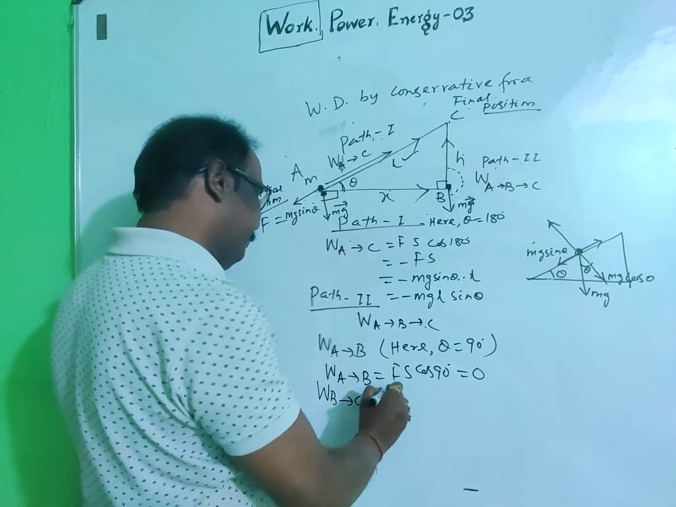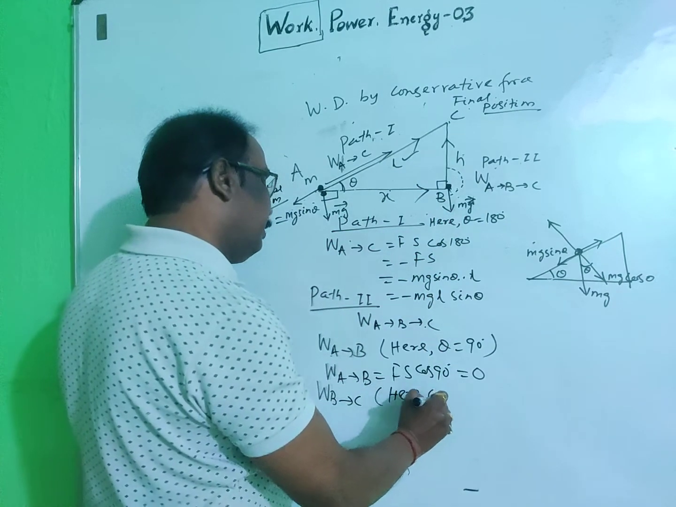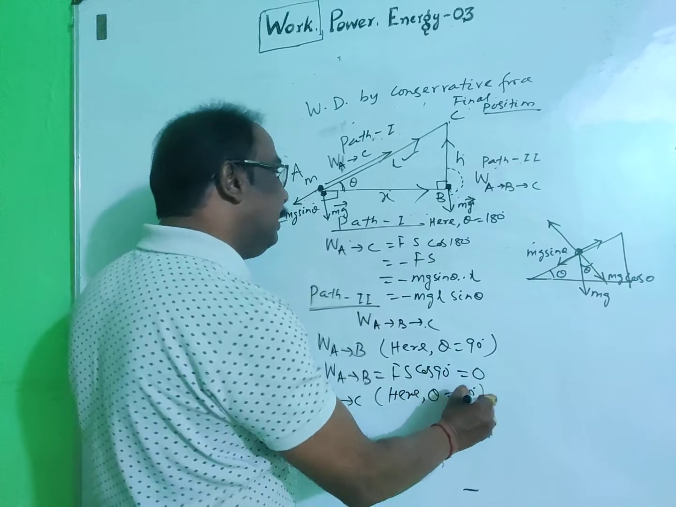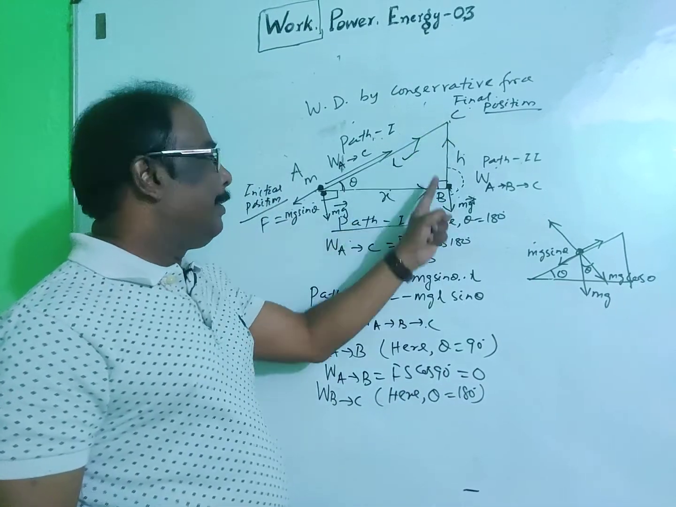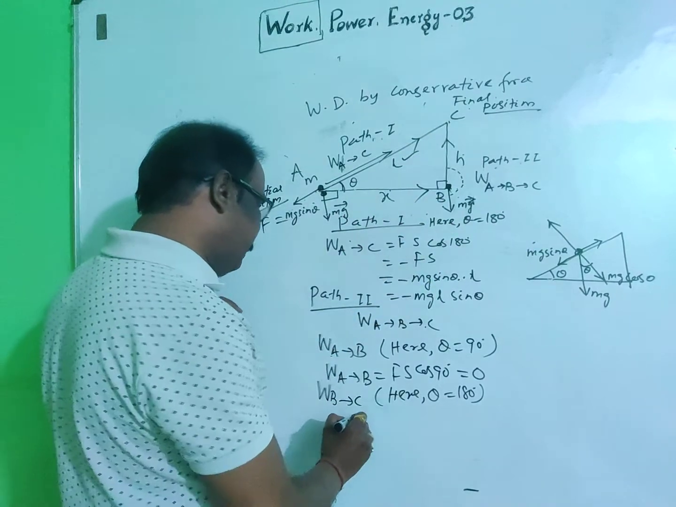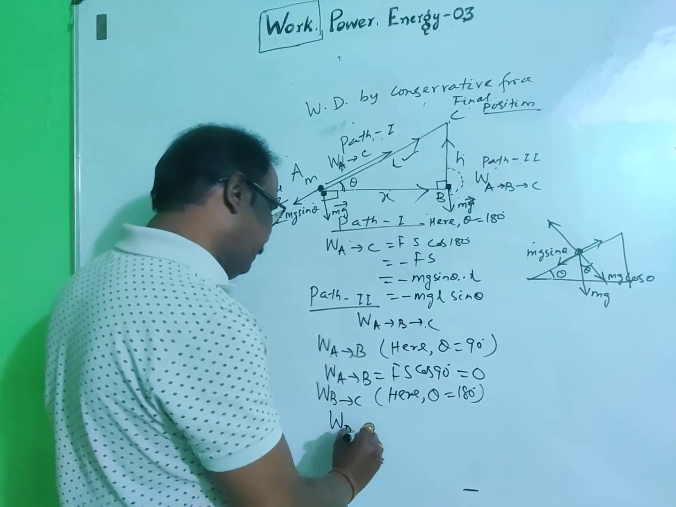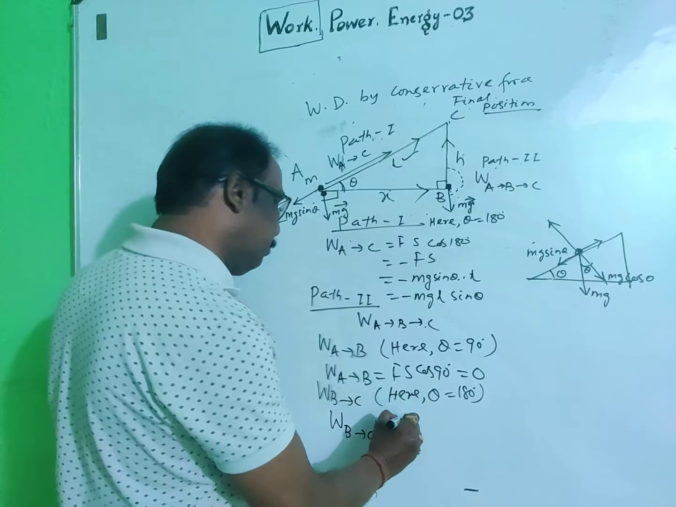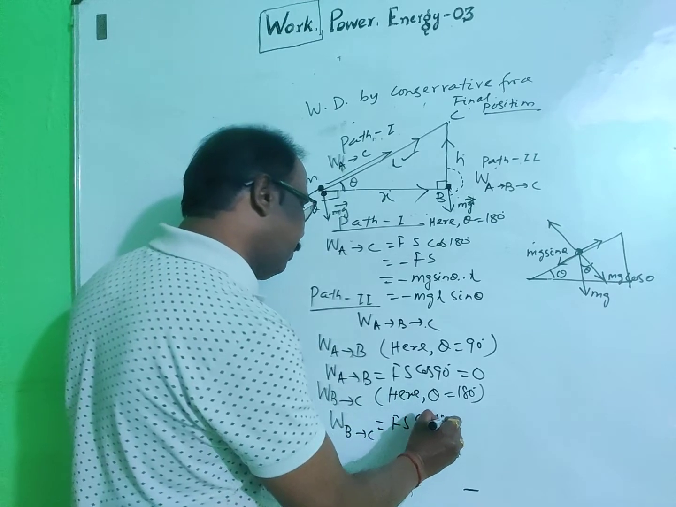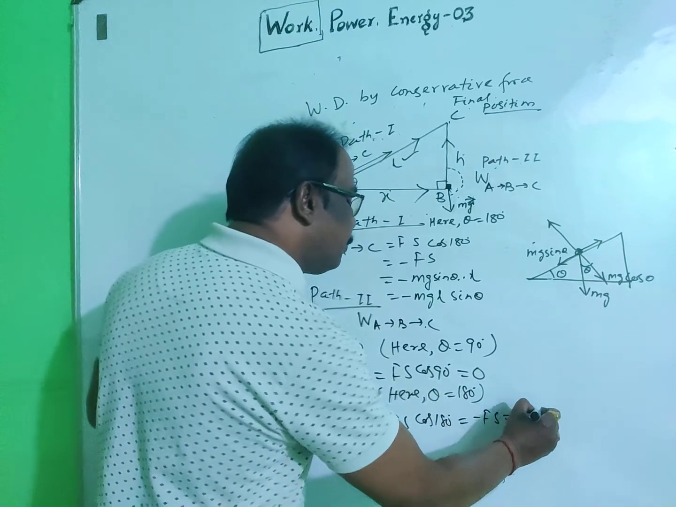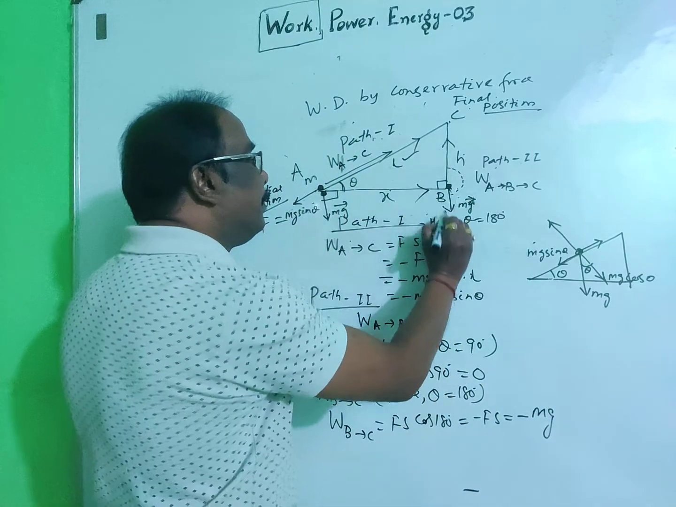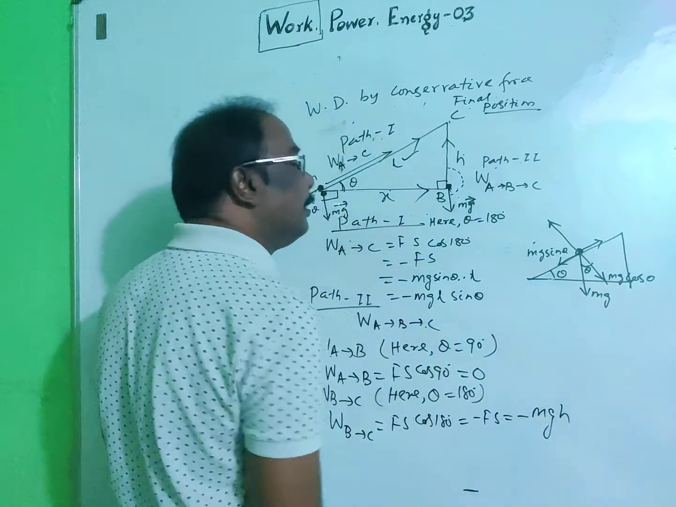So here theta is equal to 180. So force is mg, displacement is h. Both are in opposite directions. So as we know, work from B to C is equal to Fs cos 180, that's equal to minus Fs. Here force is mg, displacement is h, so minus mgh.